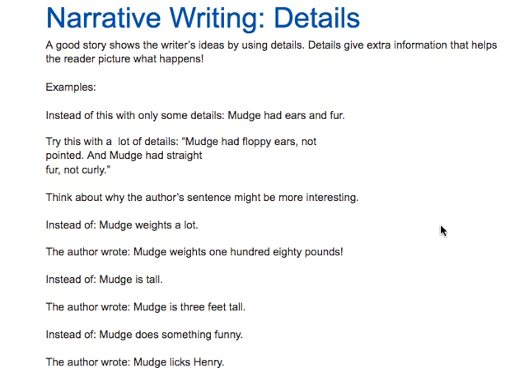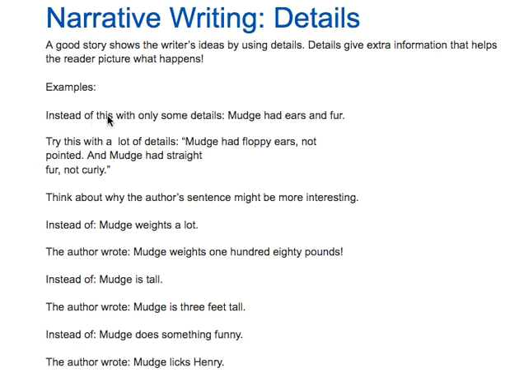In writing, we will continue to talk about narrative writing, true writing, but adding in details. A good story shows the writer's ideas by using details. Details give extra information that helps the reader picture what happens. Below, I have some examples from Henry and Mudge, and we're going to talk about two different examples that are here. One example is going to show only some detail, and one is going to show lots of detail.